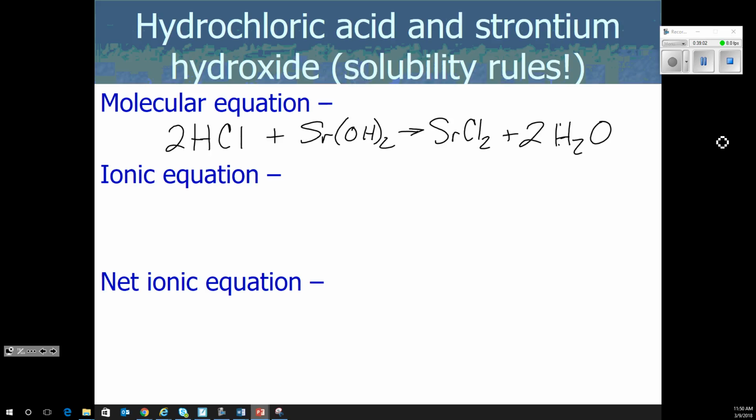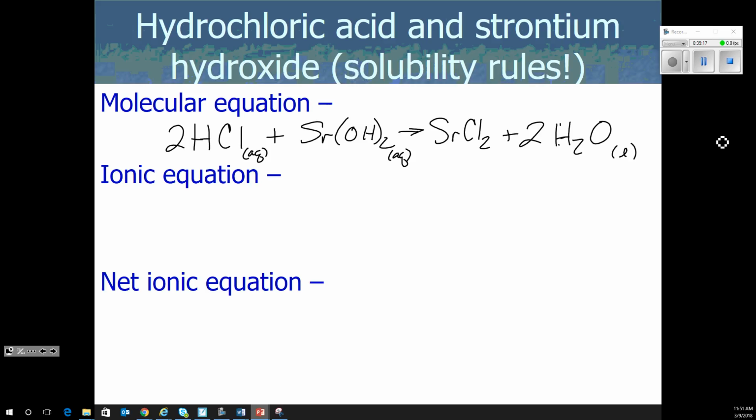Okay, so to do the net ionic equation, I've got to think back: this was a strong acid, right? HCl is one of our strong acids. So it's going to be a cute little ion. It'll split right up into its ions. This was a strong base, so it's also AQ. Water is always a liquid.